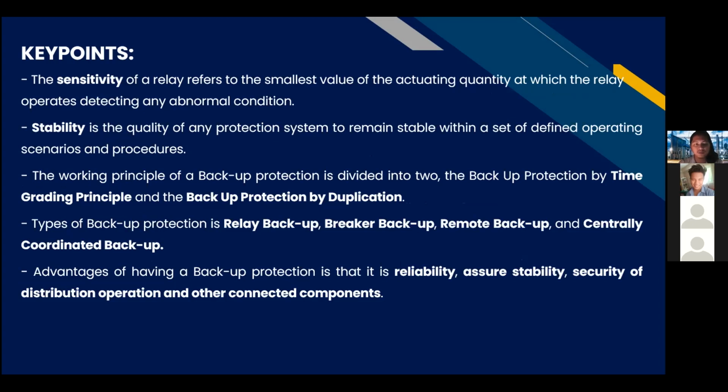The working principle of a backup protection is divided into two: the backup protection by time gradient principle and the backup protection by duplication. Types of backup protection are relay backup, breaker backup, remote backup, and centrally coordinated backup. Last is the advantages of a backup protection: it is reliable, assures stability, security of distribution, operation, and other connected components.